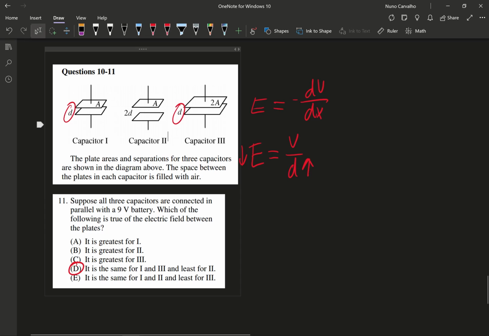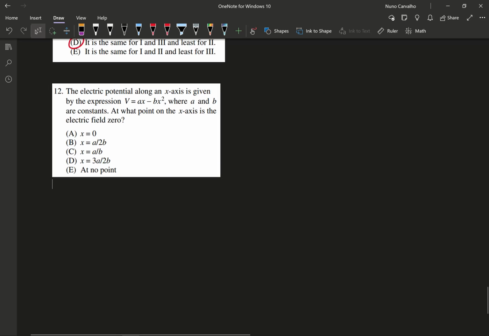the same. Number 12, we're told that the electric potential along an x-axis is given by the expression V is equal to ax minus bx squared, where a and b are constants. At what point on the x-axis is the electric field 0? Really, this is just a very simple calculus problem, like a first semester calculus problem. But all you need to remember is that the electric field is going to be given by this formula here.